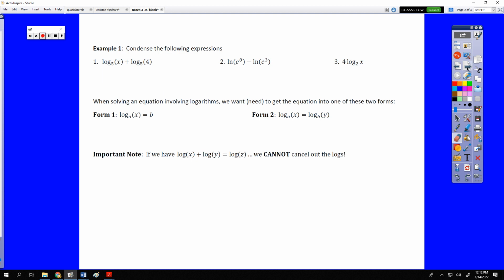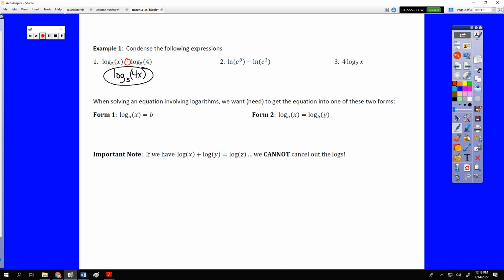So in example 1, number 1 here, we have a plus sign in between these two logarithms and we have the same base. So since we have a plus sign between these two logarithms, that tells us we're going to be using our product rule. Since the bases on the logarithms are the same, we can combine those into a single logarithm. So that would still be base 5 because the base is unaffected by this process. And then we would multiply x and 4 to get log base 5 of 4x.